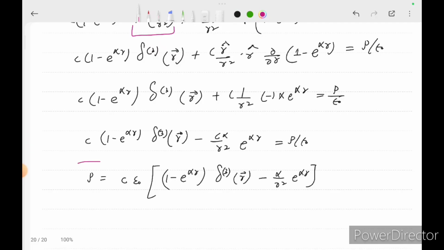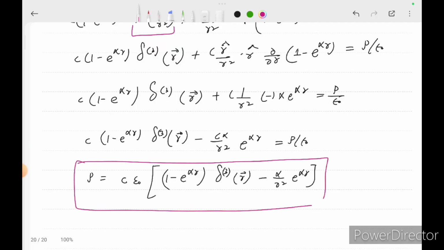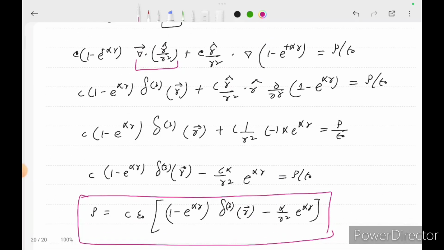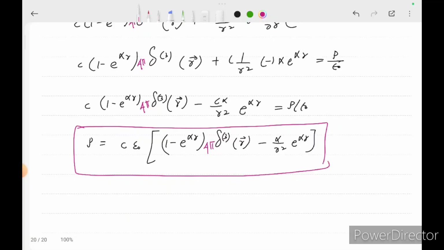So again this is the charge density. Generally this integration is nothing but 4 pi delta cube r. You can write here also 4 pi. So that is equals to 4 pi delta cube r.